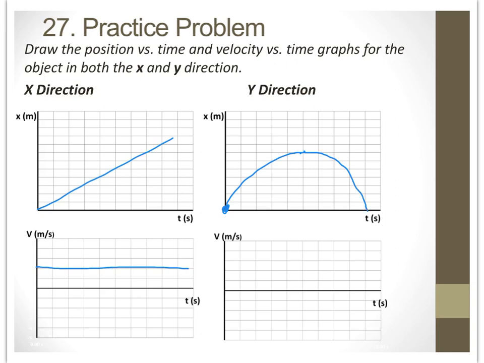Our velocity graph, we start with a positive velocity, but we're slowing down, so a negative slope approaching that 0 point where we stop, which is the peak there, and then we continue accelerating in the negative direction, meaning we have a negative velocity when we're on our way back down. So that's what those graphs would look like.